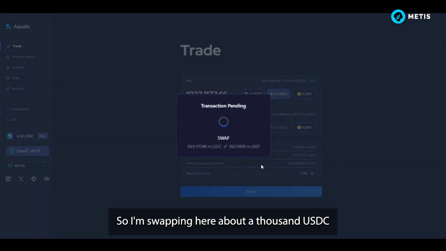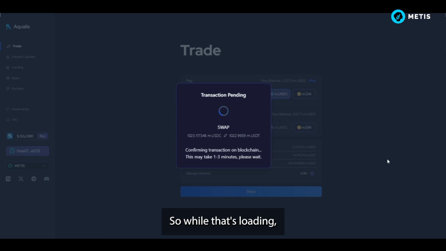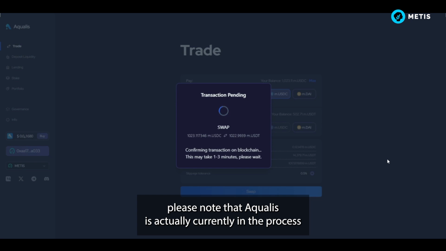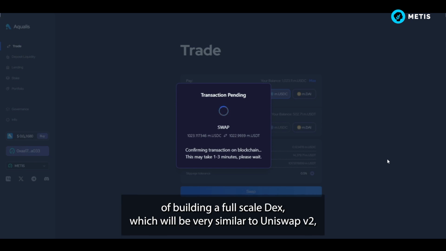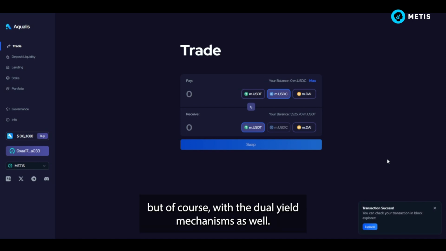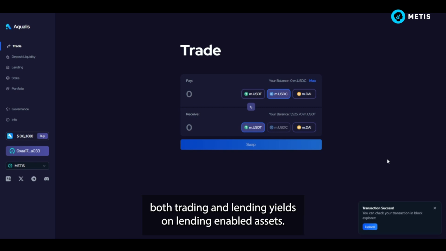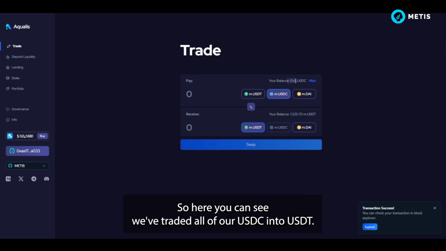So I'm swapping here about 1,000 USDC for about 1,000 USDT. So while that's loading, please note that Aqualis is actually currently in the process of building a full-scale DEX, which will be very similar to Uniswap v2, but of course with the dual yield mechanisms as well. This will allow users to trade and deposit any crypto on Metis and earn both trading and lending yields on lending-enabled assets. So here you can see we've traded all of our USDC into USDT.